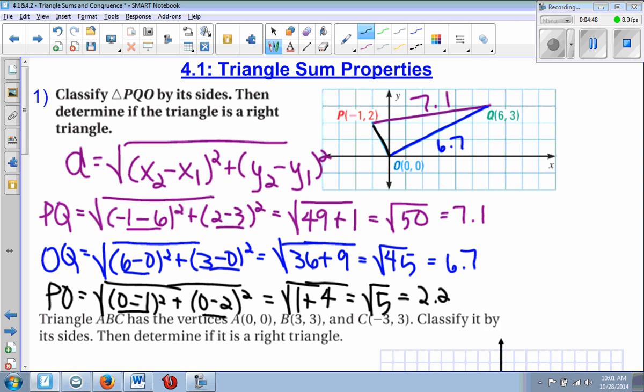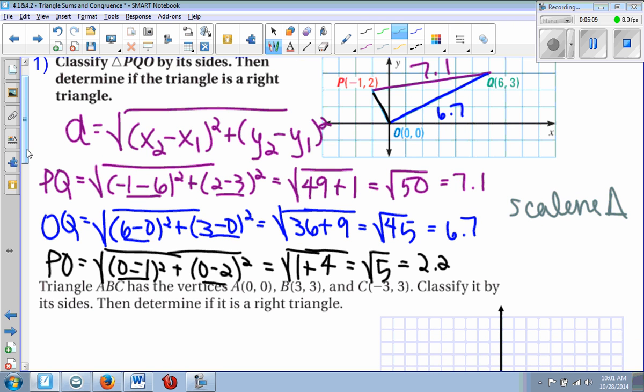After having found all three side lengths, we would come to the determination that all of the lengths are different, which means this is a scalene triangle. If two of the lengths had come out the same, we would say that it was isosceles. If all three lengths had come out the same, we would have said it was equilateral.